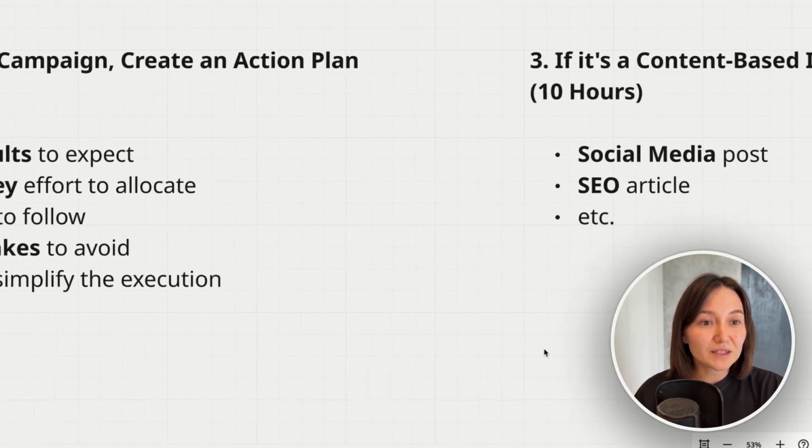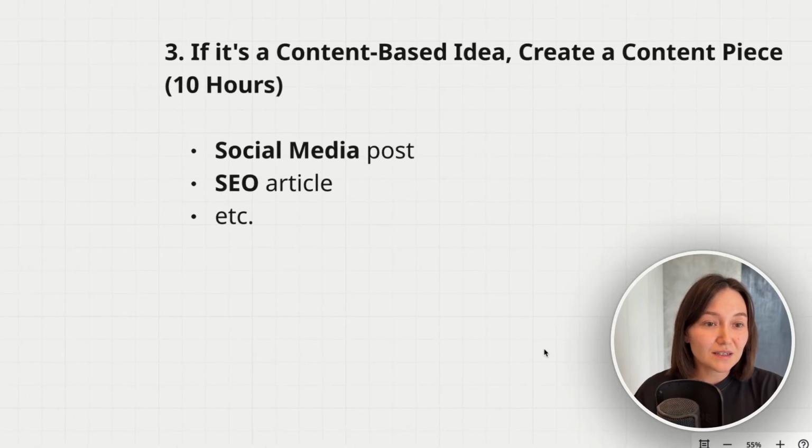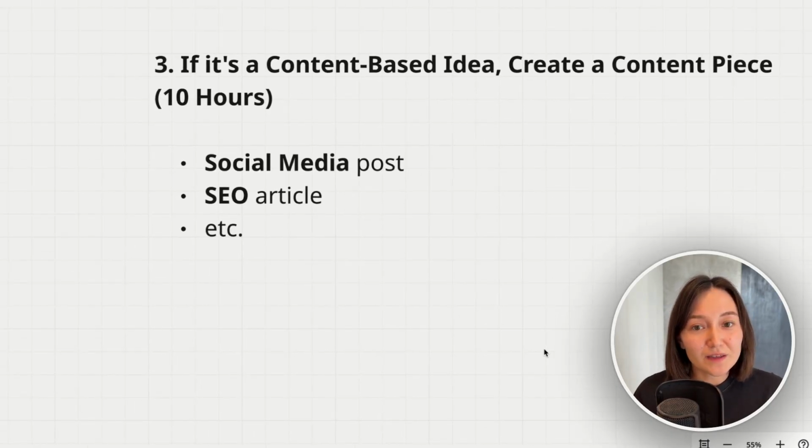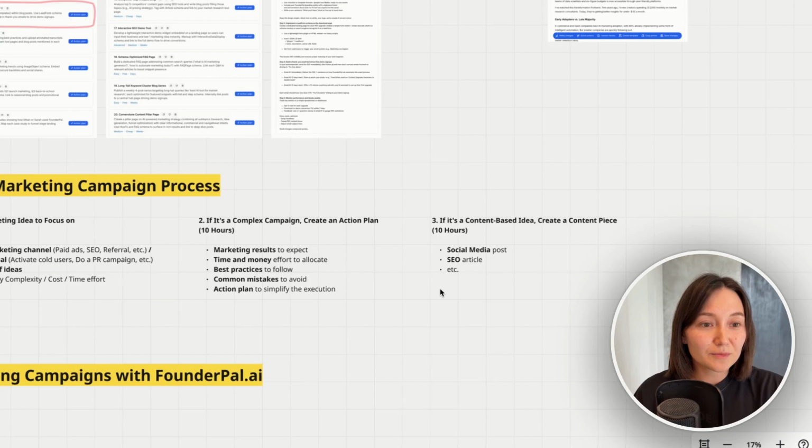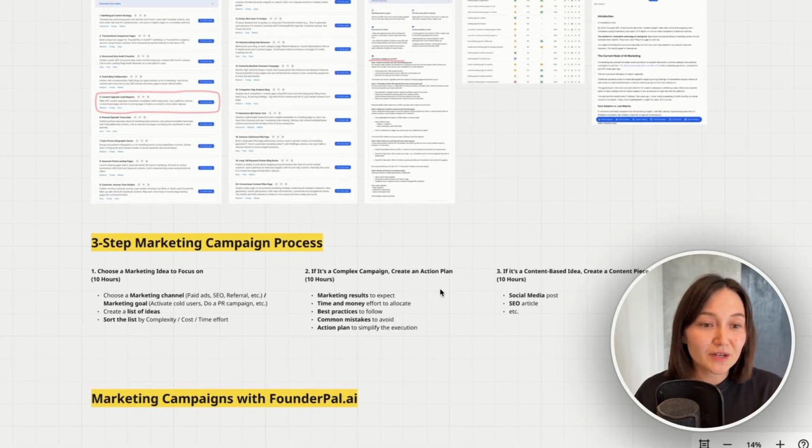And if it's a simple marketing task, for example, a content-based idea that you want to bring to life, then you just create this content piece. For example, you create a social media post or SEO article. Of course, before you create it, you list all the ideas that you have, prioritize them, and then go and create this content piece. The good thing about AI is that it can help you with both scenarios. It can help you create complex marketing campaigns where you need an action plan and a step-by-step guide. And it also can help you create content pieces that you just publish right away.